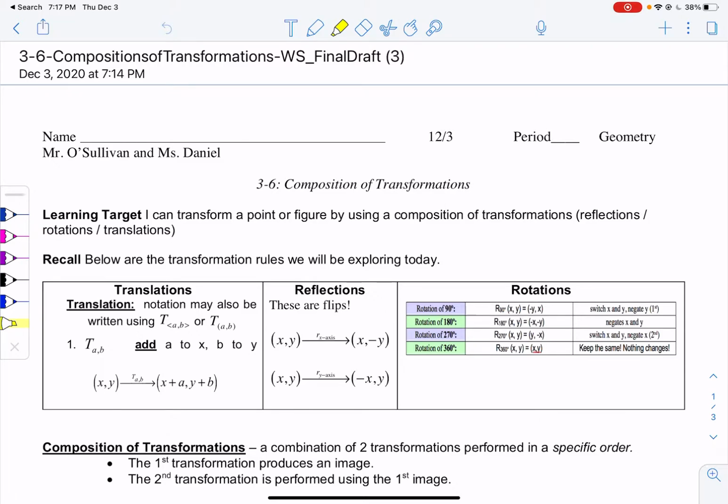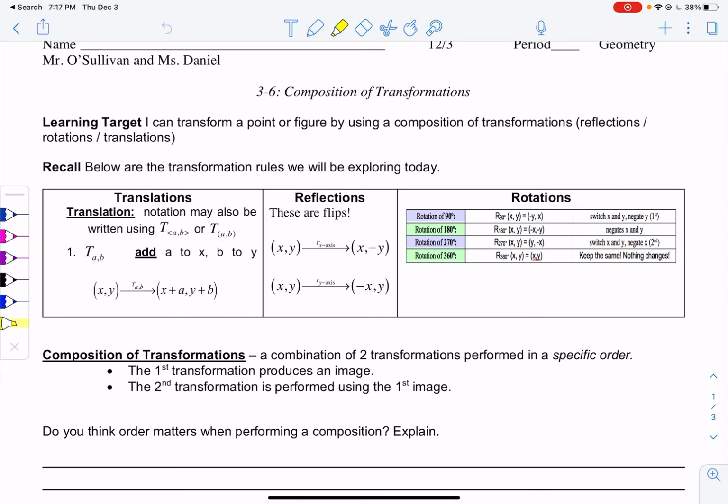So the learning target for today is: I can transform a point or a figure by using a composition of transformations, and the transformations we're going to be looking at are reflections, rotations, and translations. There's one other transformation, but we're not going to learn about it just yet. We're going to learn about it in its own little unit in a few months. So one of the things I want you to think about as we progress is, do you think order matters? So recall, below are some of the transformation rules that we're going to be exploring today.